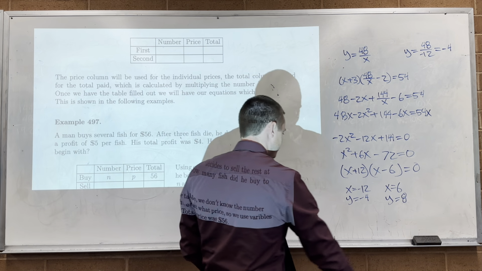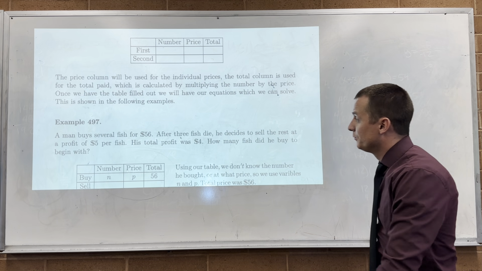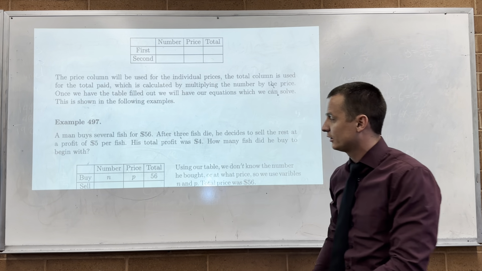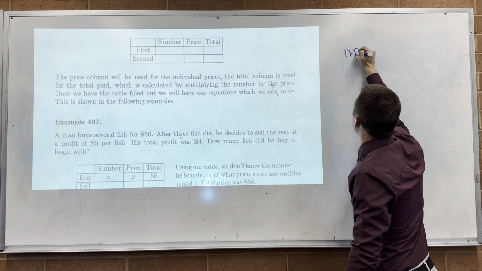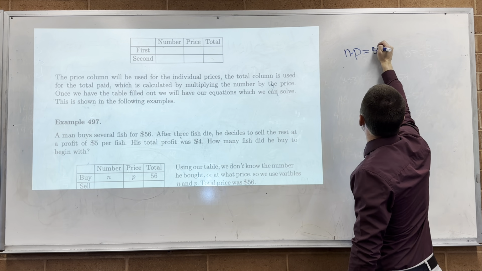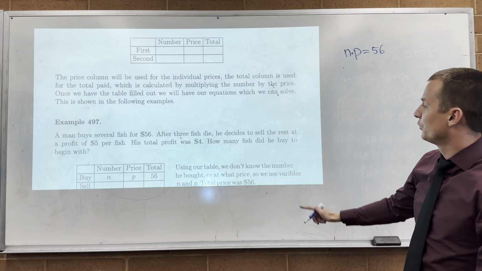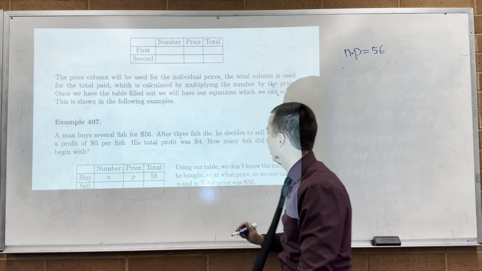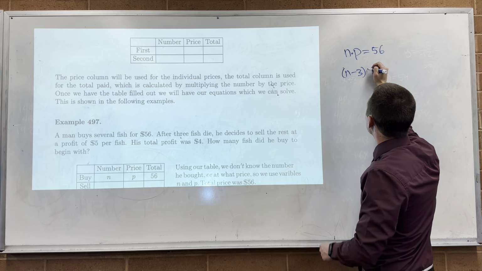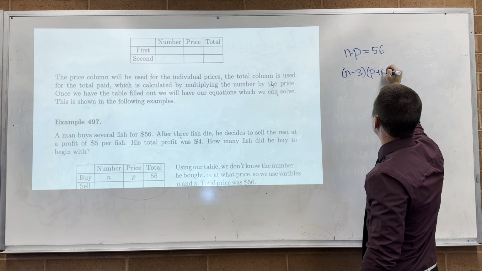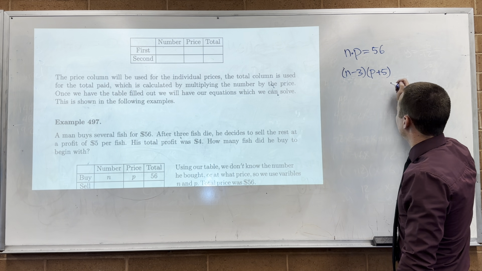Some sort of money problems again. So let's see. A man buys several fish for $56. So he bought some number of fish, n, and he charged some price, p, we don't know, but we know in total he spent $56. After 3 fish die, he decides to sell the rest at a profit of $5. So he's going to take n minus 3 fish, since 3 died, and he's going to sell each of them for the price he paid plus 5, at a profit of $5. His total profit was equal to $4.